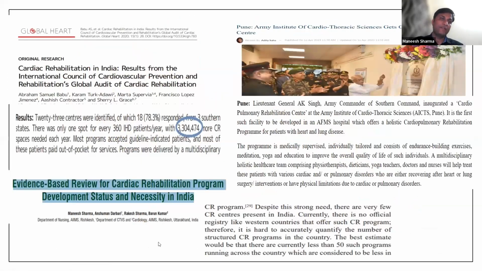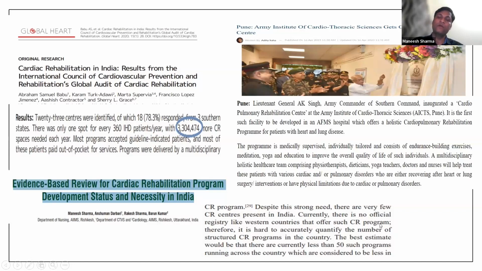There is certain literature on cardiac rehabilitation which says that cardiac rehabilitation in India is in a very infantile state, and there is a need of approximately 33 lakh cardiac rehabilitation centers in our country just to cater to the needs of cardiac patients. Then an evidence-based review was also carried out by me and Dr. Barun and of course Dr. Anshuman Darwari, where we found that despite the strong need for cardiac rehabilitation in our country, there is no official registry like Western countries that offer the cardiac rehabilitation program.